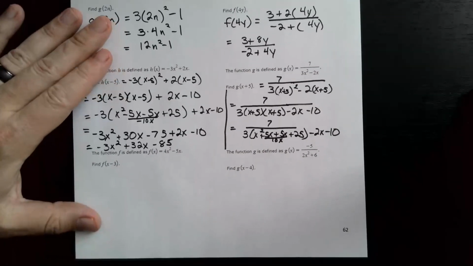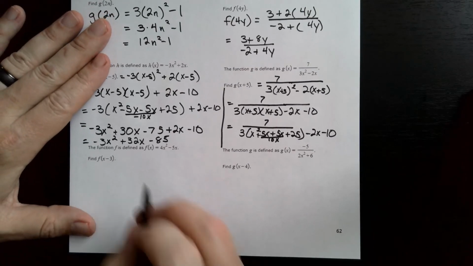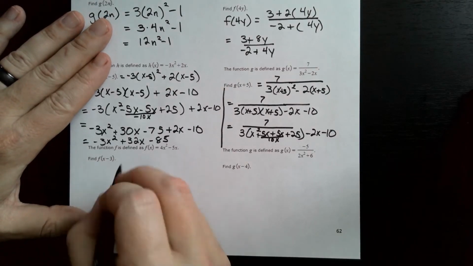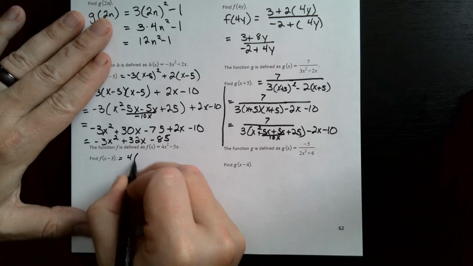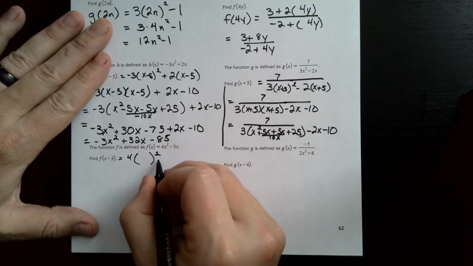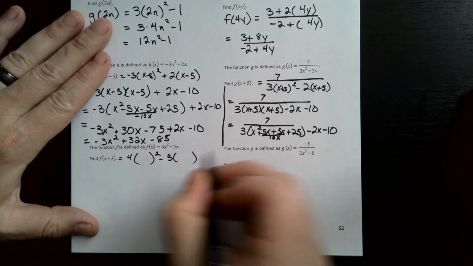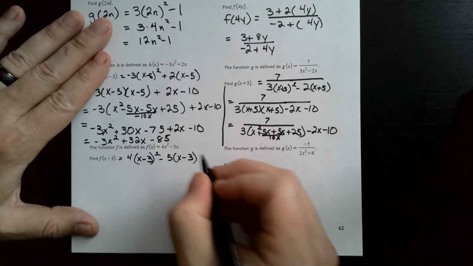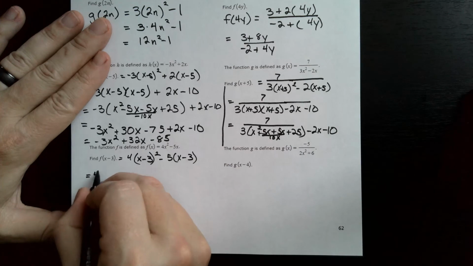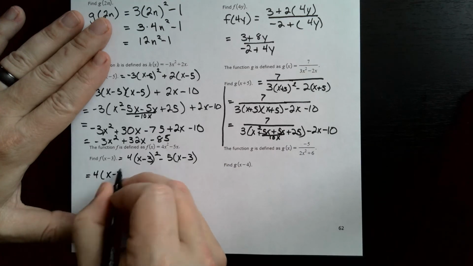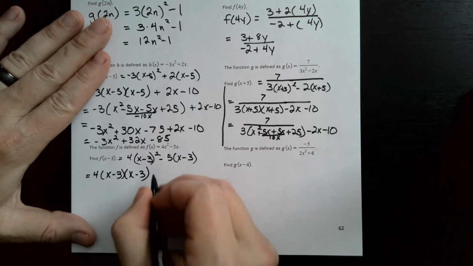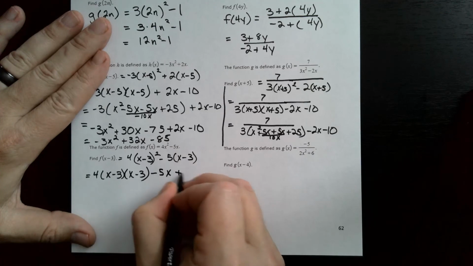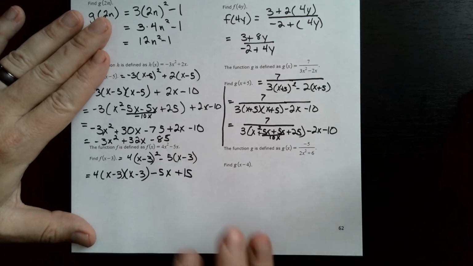All right, let's do these last two. So in this one, we're putting in an x minus 3 in here. So this will become 4 times parentheses squared minus 5 parentheses. And inside the parentheses, I'm going to put an x minus 3. Okay, so that gives me 4 times x minus 3 times x minus 3 minus 5x plus 15. I'm distributing the negative 5 there.